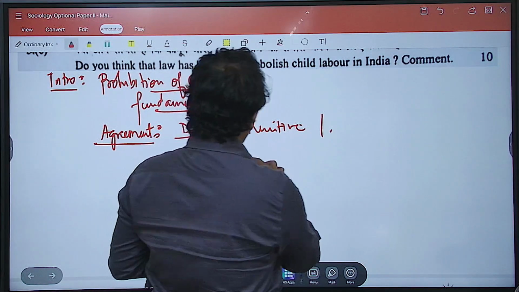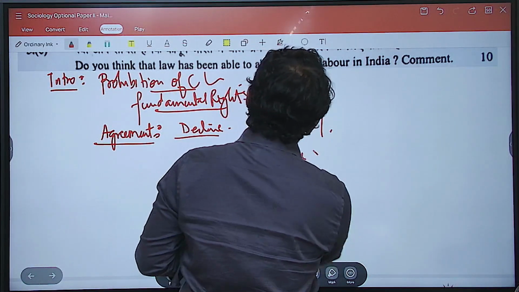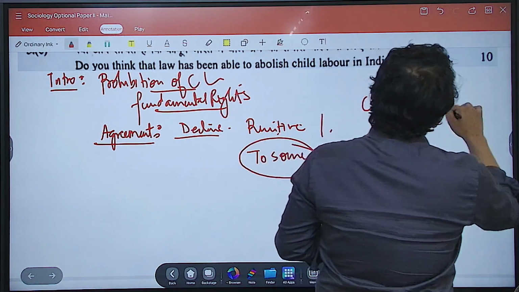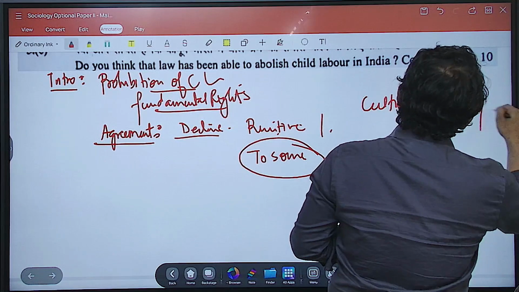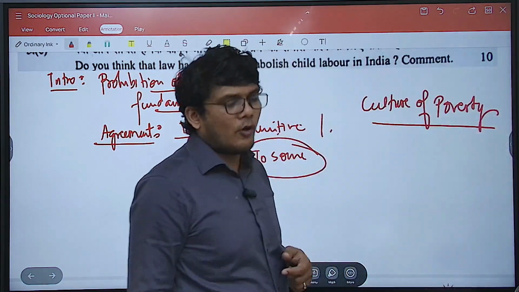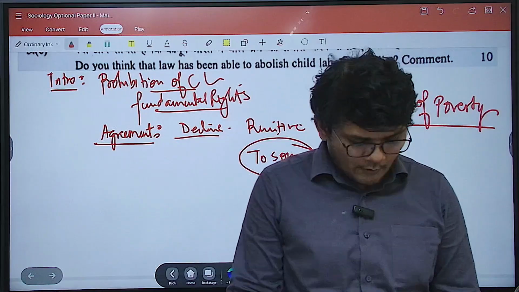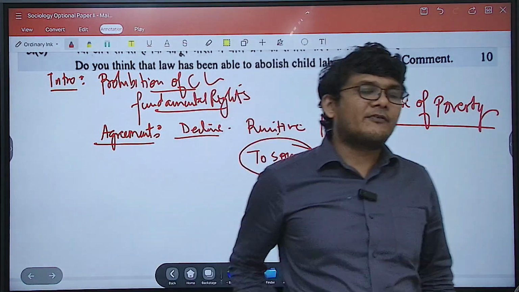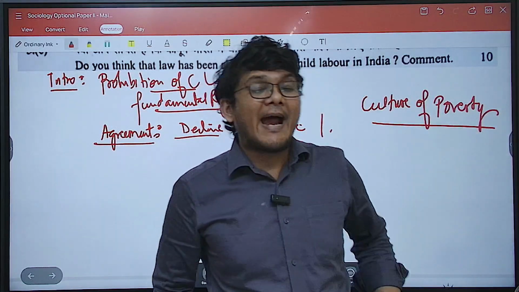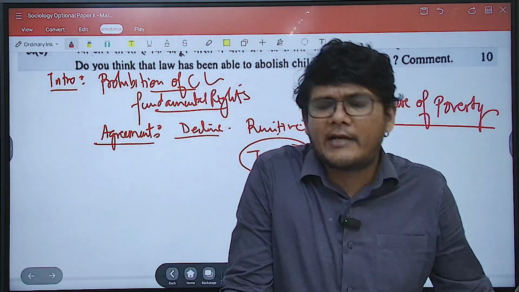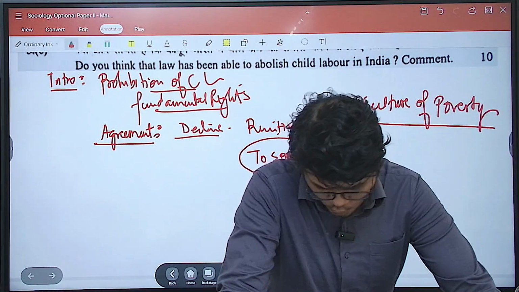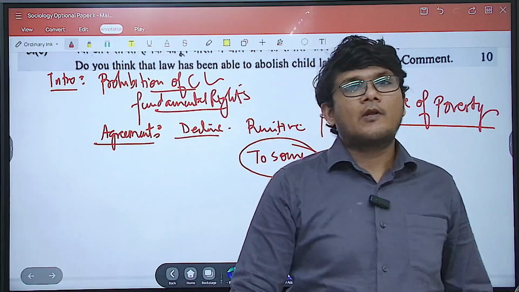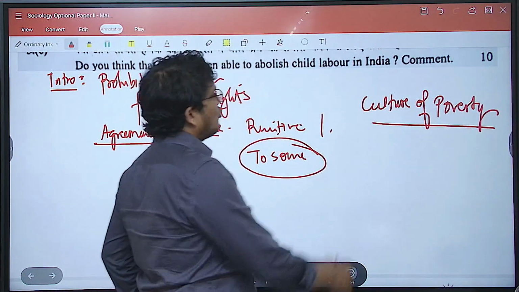However, then you talk about how, to some extent, it will still remain. Why? For example, the culture of poverty. The culture of poverty wherein people are generationally poor. So you talk about generational poverty, all those things which do not let people come out of it, and they need resources, so they don't educate their children as such. You look at children as economic resources. So those things are there.